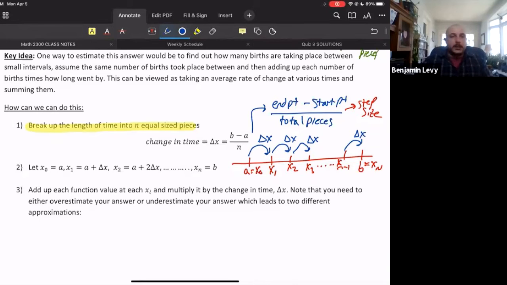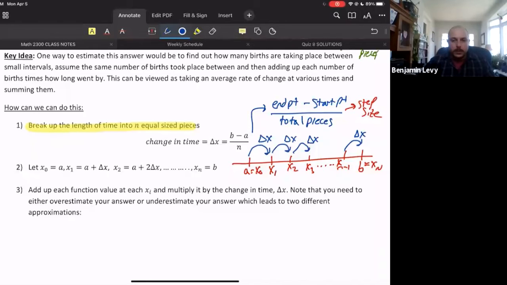I know this looks complicated. If I didn't have the picture there and you just looked at this thing that says x1 equals a, x2 equals a plus 2 delta x, that looks confusing. And so if you just have this picture, you're just saying, oh, we're just kind of walking along in size step delta x.